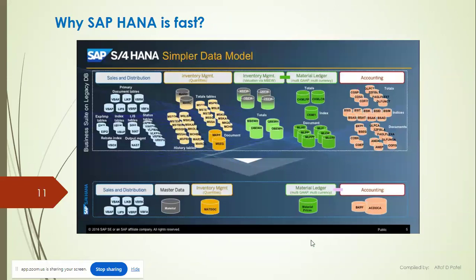See, when we used ECC, we had too many tables. In sales and distribution, in the sales database, we had more than 200 tables. We had inventory and so many other tables. Now in the simpler model, they have modified it. Sales and distribution only has 7. Master data has only 1 database. Inventory management as well. I think the database experts here will appreciate that reducing the tables will increase performance drastically.